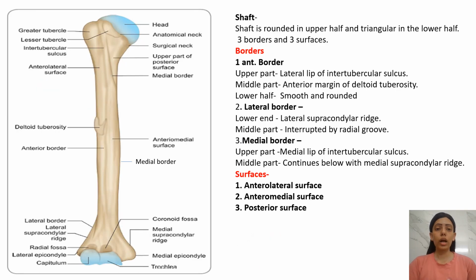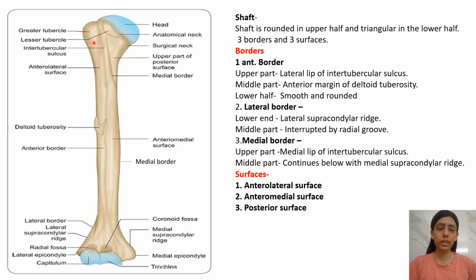Now let's study the shaft. The shaft is rounded in the upper half and triangular in the lower half. It has three borders and three surfaces. Let's first study the borders. The first we will see is the anterior border. On the upper part, the anterior border forms the lateral lip of the intertubercular sulcus.